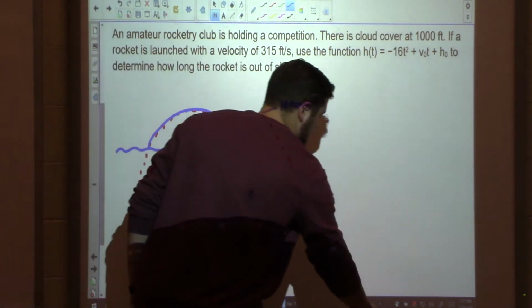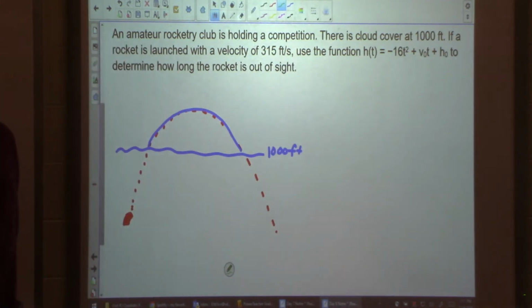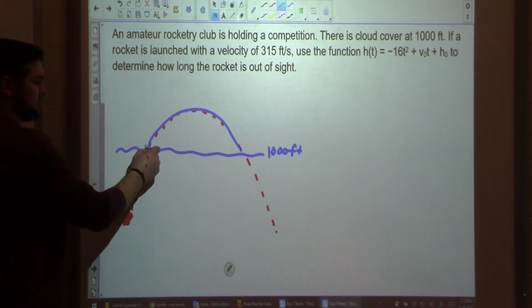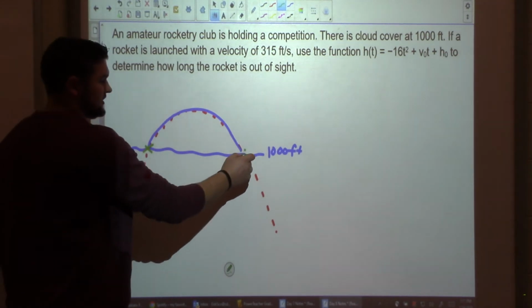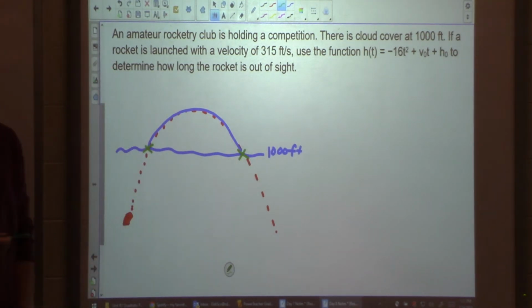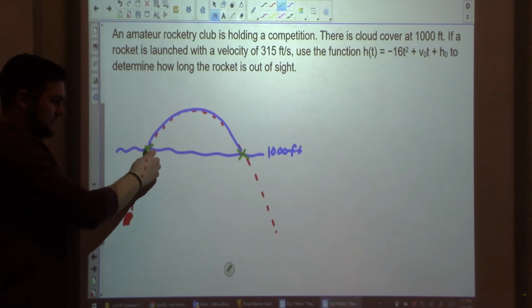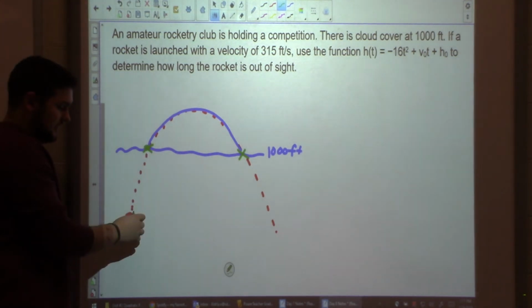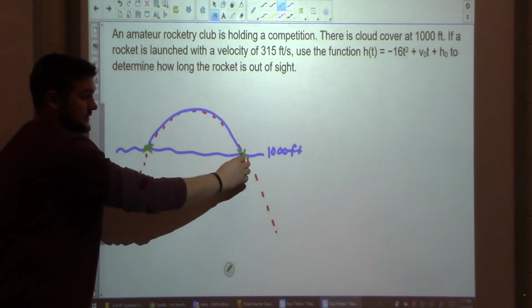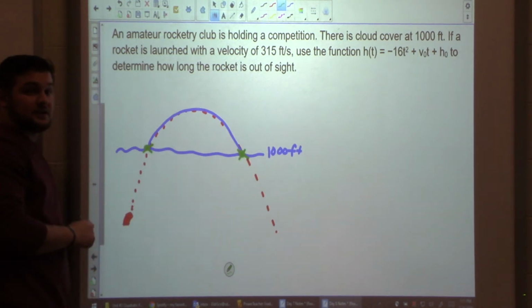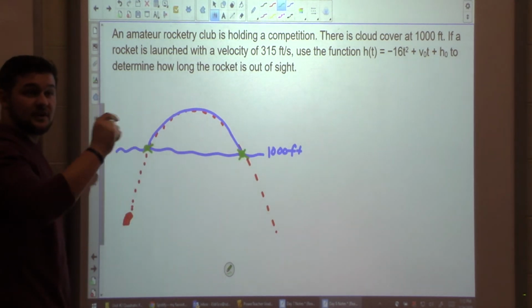Well, what if we found out how long it took to get to this point and how long it took to get to that point, and then couldn't we figure out the time in between them? Wouldn't that make sense? If I launch a rocket and I see how long it takes to get to this point at 1,000 feet, and then how long it takes to get to this point, also at 1,000 feet, could I find the difference between them?